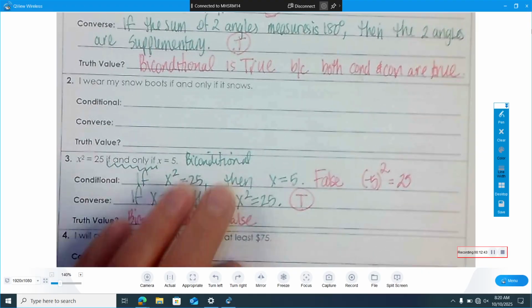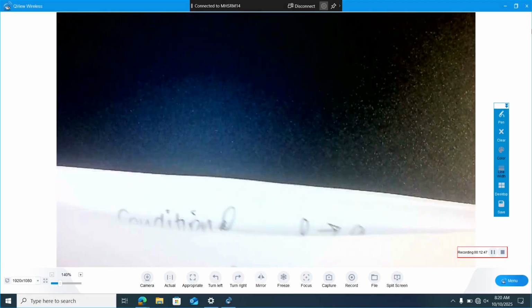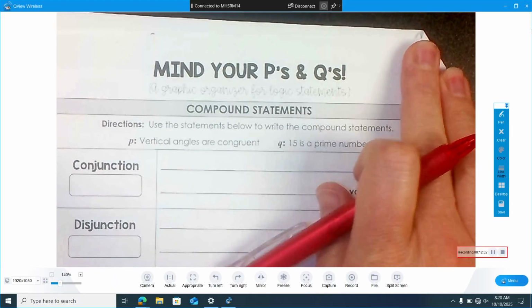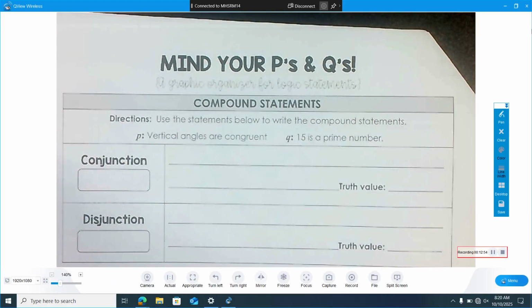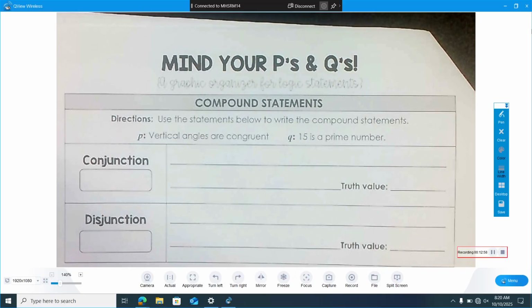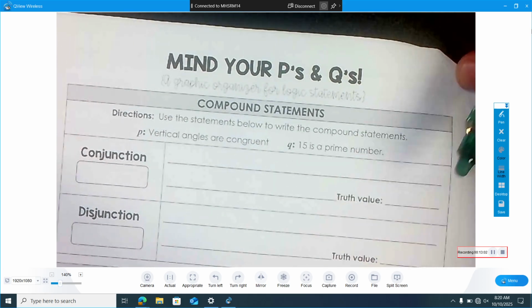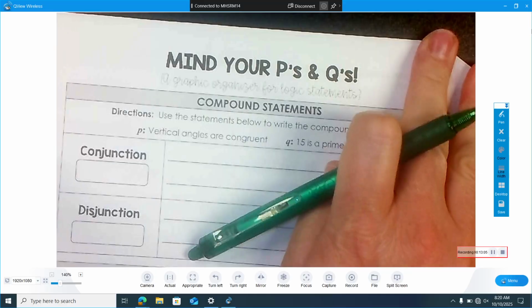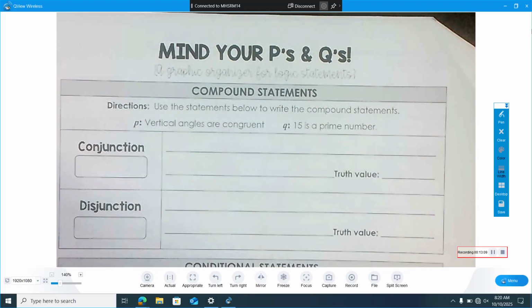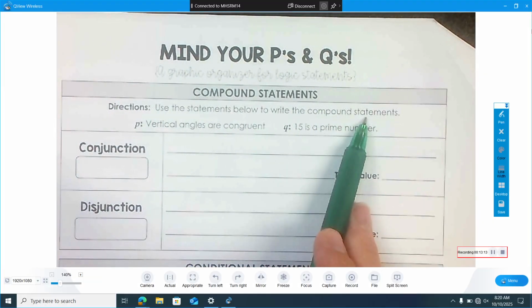All right, let's turn the page. Mind your P's and Q's. So this is just sort of a graphic organizer to help us remember what is what. This is going to be real useful come test day because we won't have done this stuff for quite a while, and so this will be a nice sheet to come back to look at. So directions on compound statements: use the statements below to write the compound statements.